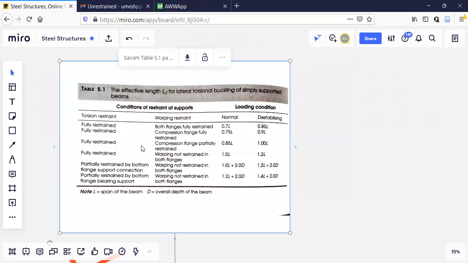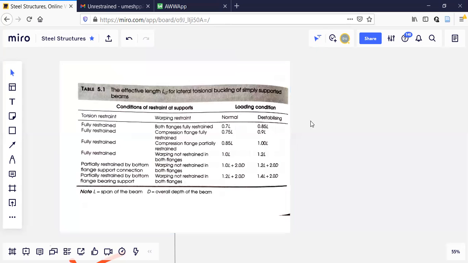Now, first of all, if this table is not given in the question paper, what you should do is, whatever L is given in the problem, use the same L and solve it. Don't worry about the destabilizing condition and all. Directly use that number and solve the problem. If the table is given, you have to solve it more accurately.